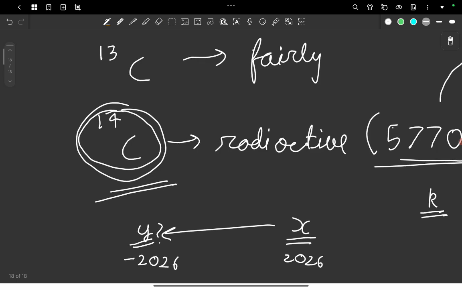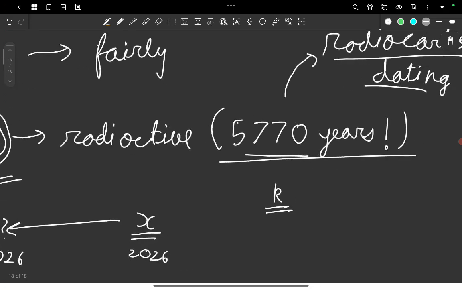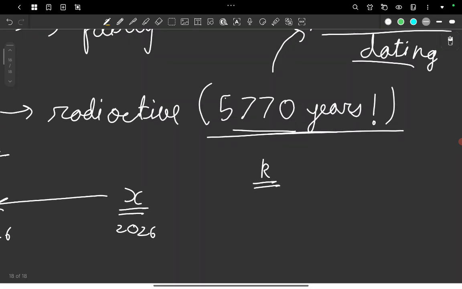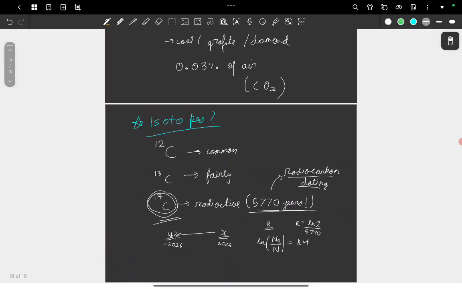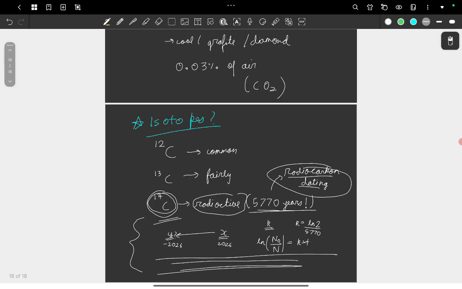What was its concentration back then? So you have its rate constant, you have its half-life. Using that you can find, I forgot the equation, but original upon new, its natural log is equal to rate constant into time, and the rate constant here will be the natural log of 2 divided by 5770 years. We are not going into calculations, you know what I'm saying, right? This is not mentioned in the NCERT, of course. It just mentions that it is used for radiocarbon dating. I just explained what radiocarbon dating is and how it's done.